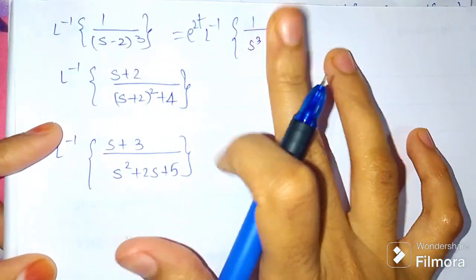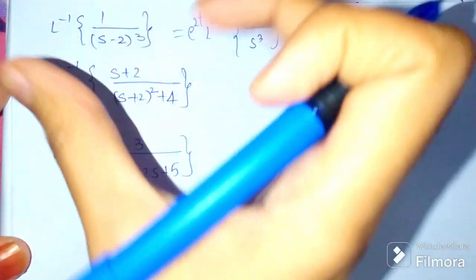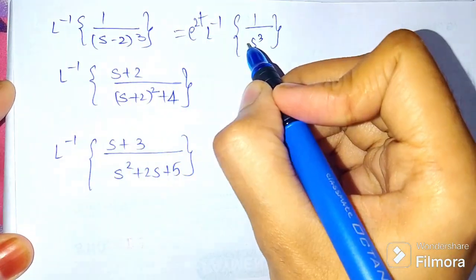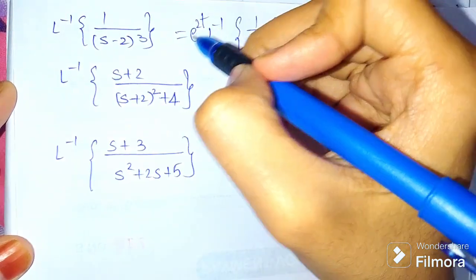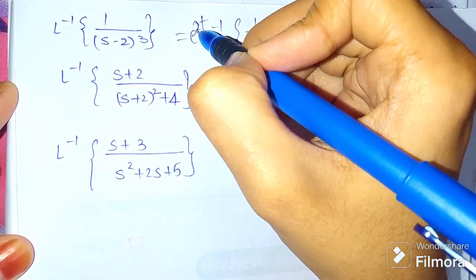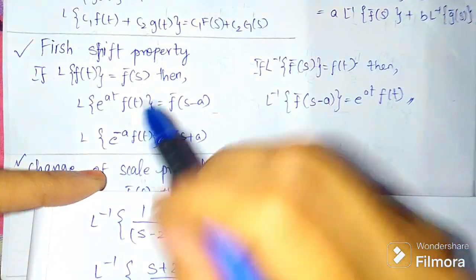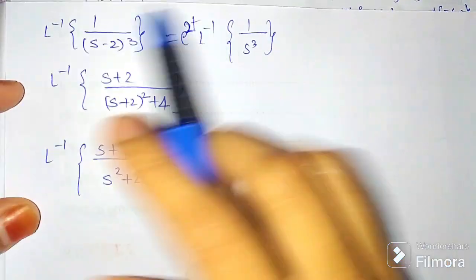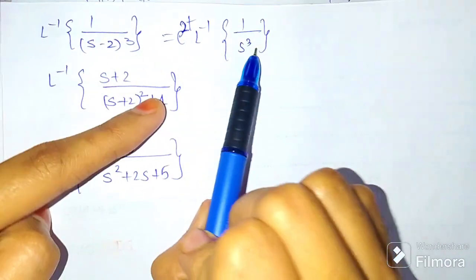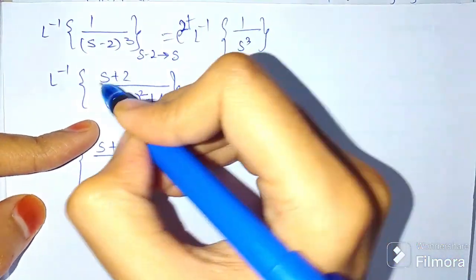You understood? So this is simply reducing the size. See, s minus 2 I reduced happily, but for that action you need to put a reaction here, that is e power 2t. Before, we saw the exponent here and then we shifted. Now we are shifting s minus 2 to s. Did you understand? So we are shifting s minus 2 to s. Okay, this is the answer.